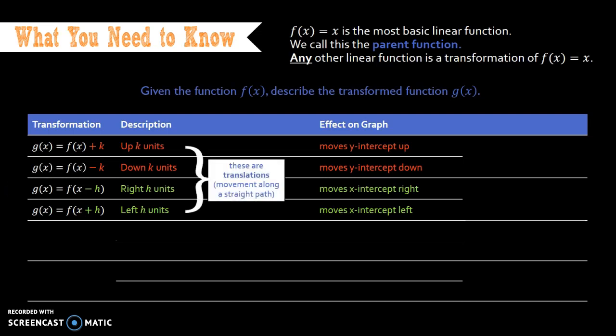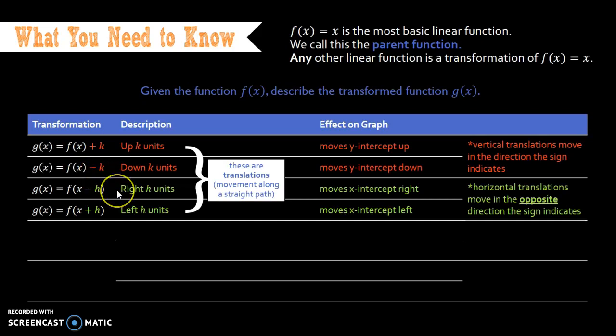All of these are called translations. When we're moving along a straight path, either up and down or left and right, that's called a translation. Vertical translations, up and down, go in the direction that the sign tells you to. So right here I had plus k, I go up, minus k, I go down. And your horizontal translations, your left and right ones, they move opposite to what your sign indicates. So right here, your minus h is actually to the right, and plus h is actually moving your graph to the left. It's the opposite. That one's kind of funky, but you'll be okay.